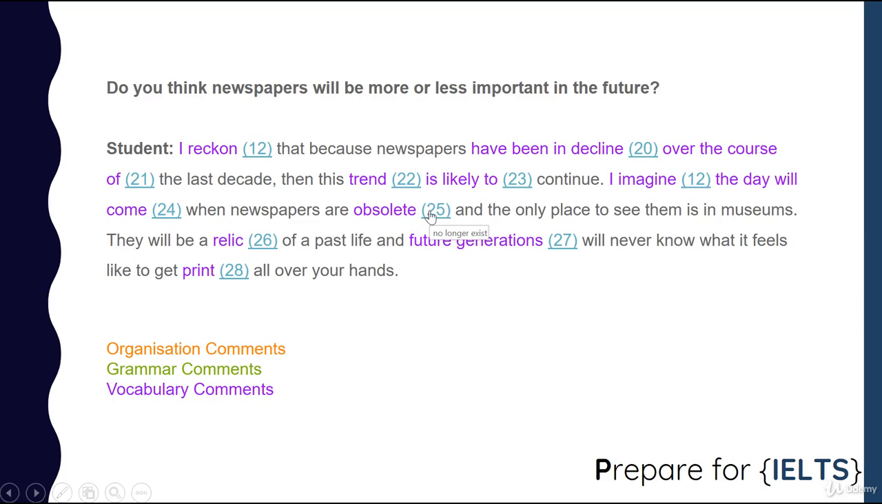Obsolete, they no longer exist. A relic, a thing from the past. Future generations, a good way to talk about people in the future and useful for IELTS writing too. Print. This is the ink that you get on your hands when you're reading the newspaper.